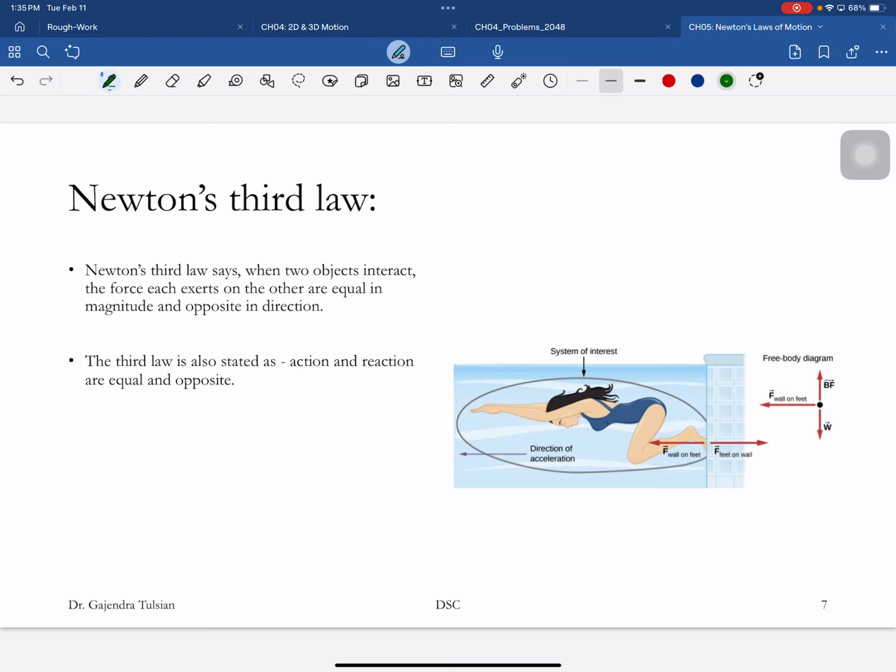Actually, let's make more realistic numbers. So let's say your weight is 160 pounds. What does that mean?